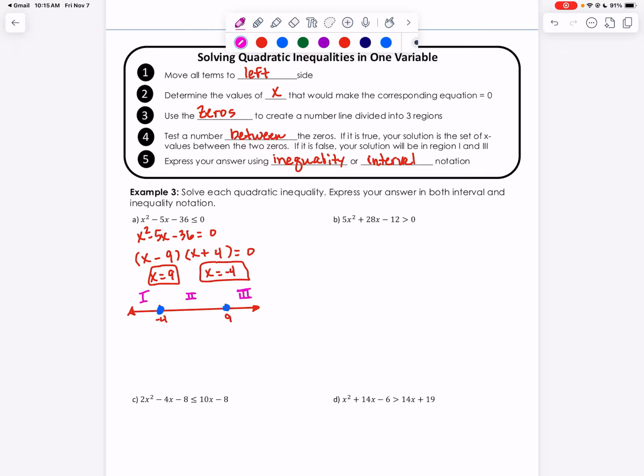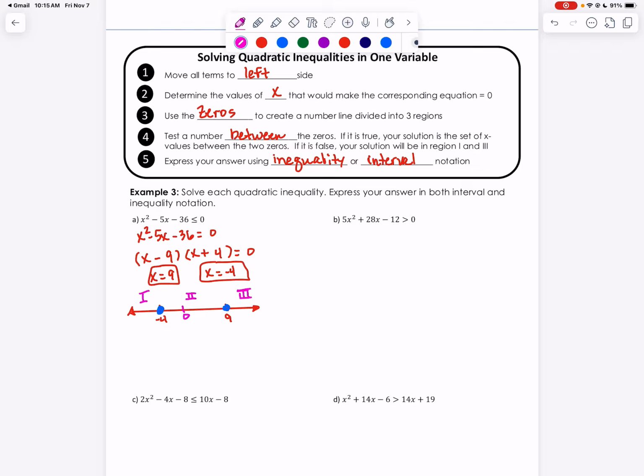Okay. Now in step 4, it says to test a number that's between the zeros. Now, what I like to do to make my arithmetic easier is I like to test 0. I like to test the number 0 because in this case, it's between the 2 zeros, negative 4 and positive 9. So the reason I like to use 0 as my test point is because the arithmetic is much easier.